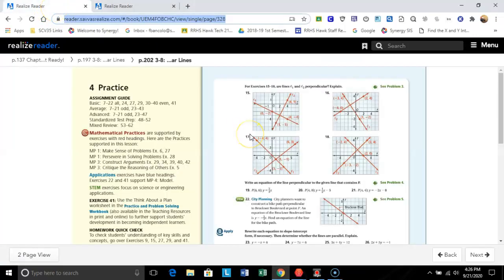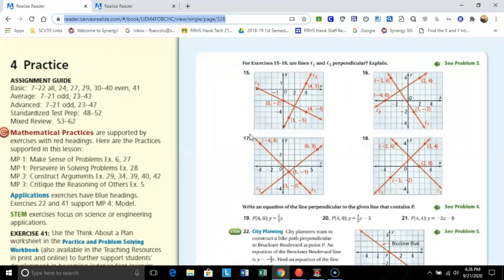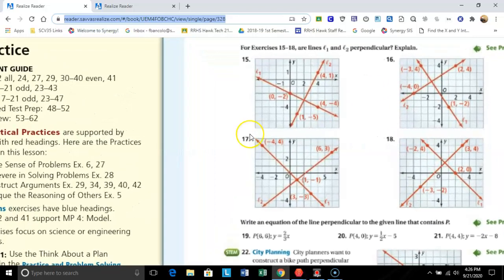Let's take some examples here. This time I also took this from the book. This time it's going to be number 15. So we have line 1. We have points (0, -2) and (4, -4). We have line 2. We have (4, 1) and (1, -5).